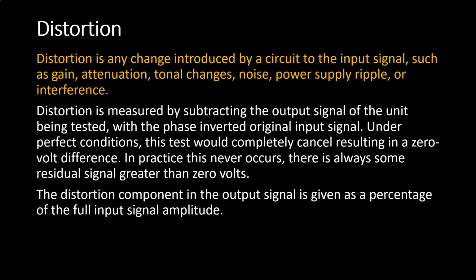And distortion is measured by subtracting the output signal of the unit being tested from the phase-inverted original input signal. Under perfect conditions, the phase change of the input added to the output would result in zero, a 0-volt signal, meaning that there is no distortion at all. Unfortunately, in practice, this never occurs. There's always some residual leftover signal that's greater than 0 volts, which is the raw distortion that's being preserved. And we measure distortion as a percentage of the full input signal amplitude.